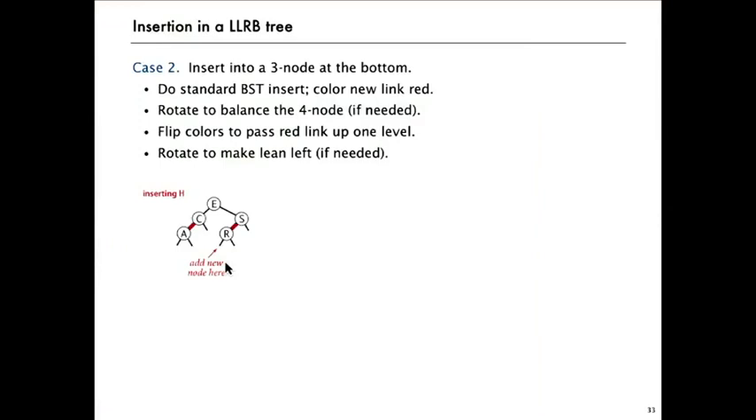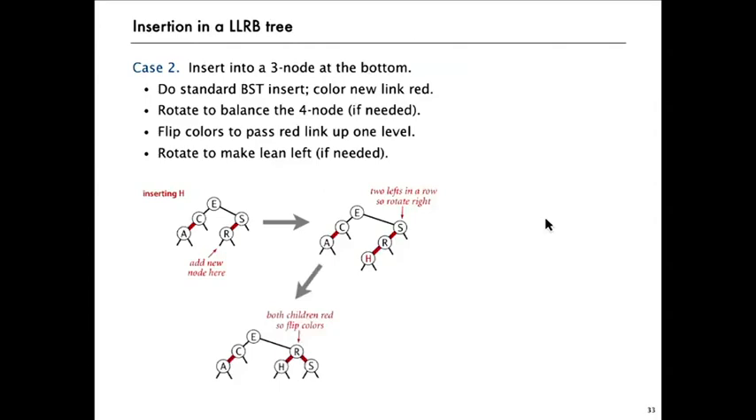So for example, if we insert H into this tree here, it comes off as the left link of R. So that gives us a temporary 4-node that's not balanced. So we need to rotate the link from S to the right. And that gives us now a temporary 4-node that is balanced. And again, these are all local transformations. It's not changing the rest of the tree.